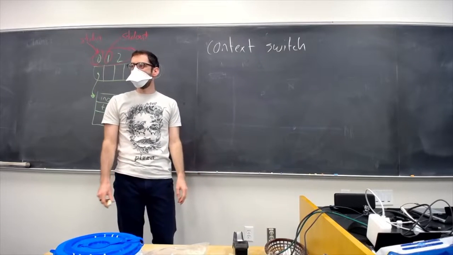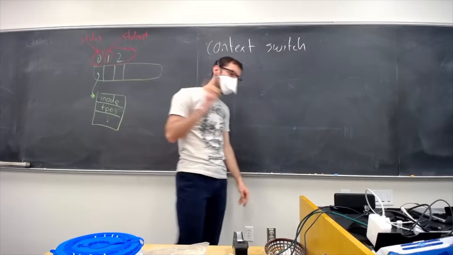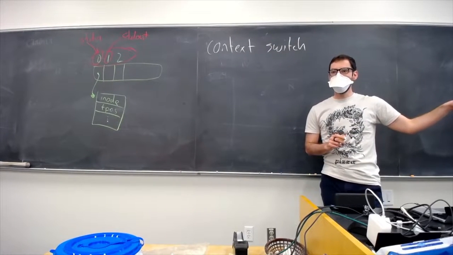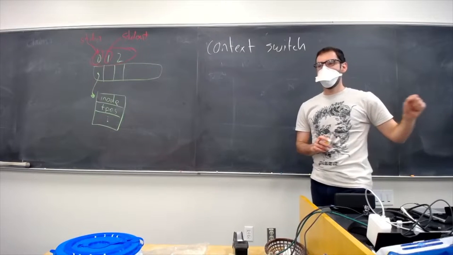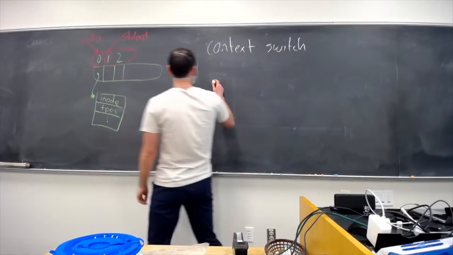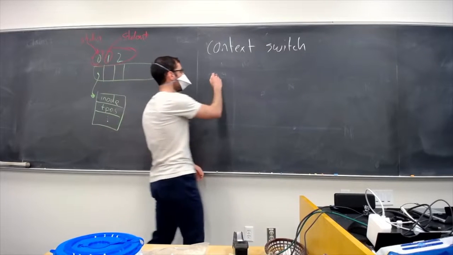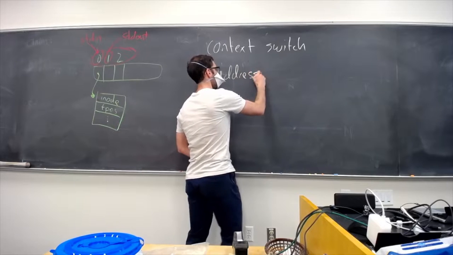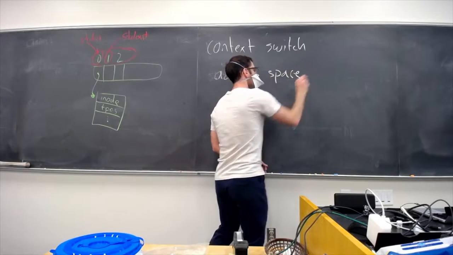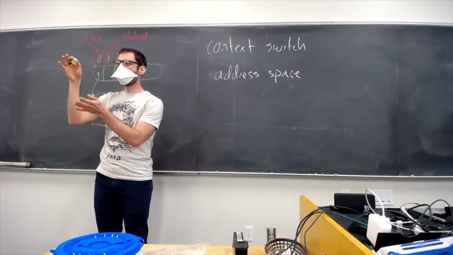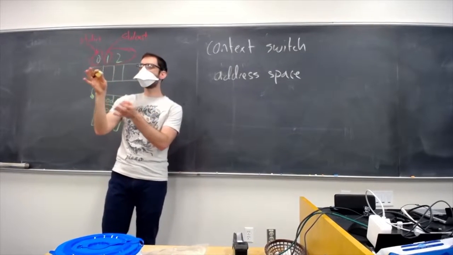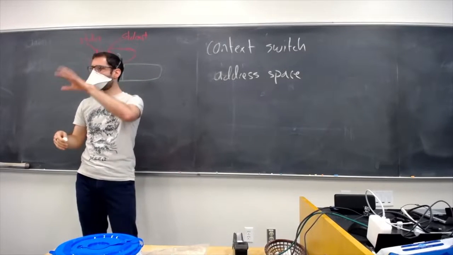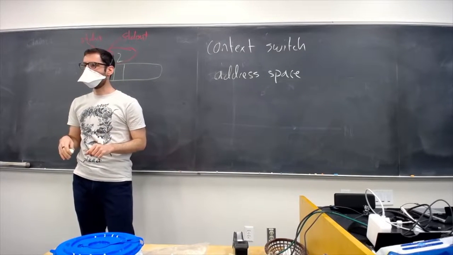So is the context just the register values, or is there other information that gets saved? That's a great question. Are the registers all that we need? Almost certainly not. Each process has its own address space. That is its own kind of set of virtual addresses that get translated to a physical address. And each process gets its own isolated view of memory.